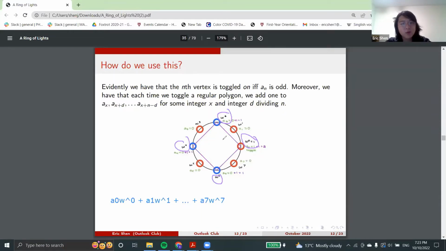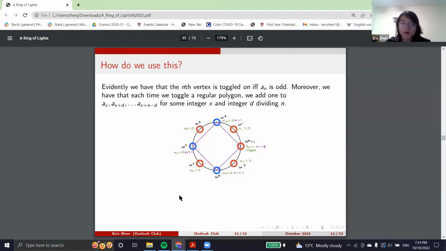So in fact, if we consider this weighted sum, A0 omega to the 0 plus A1 omega to the 1 and so on, we add 0 to it every single time we toggle the vertices of a regular polygon. This weighted sum never changes, because of the inherent symmetry we have from these roots of unity.